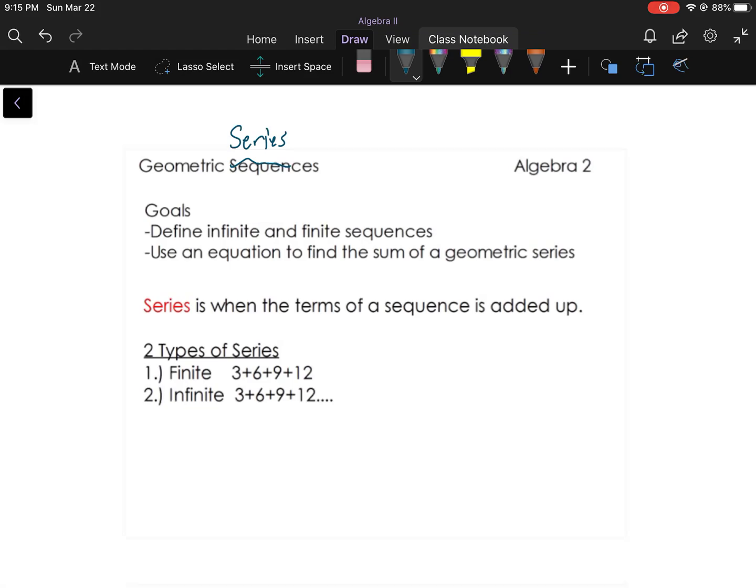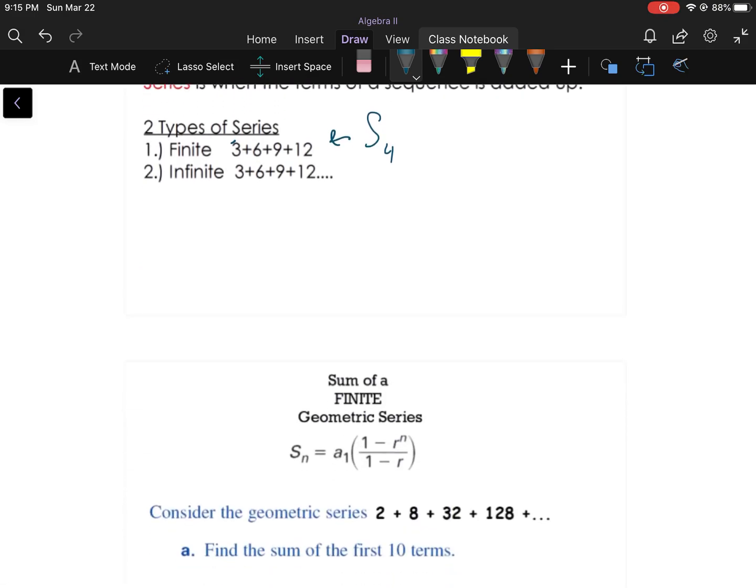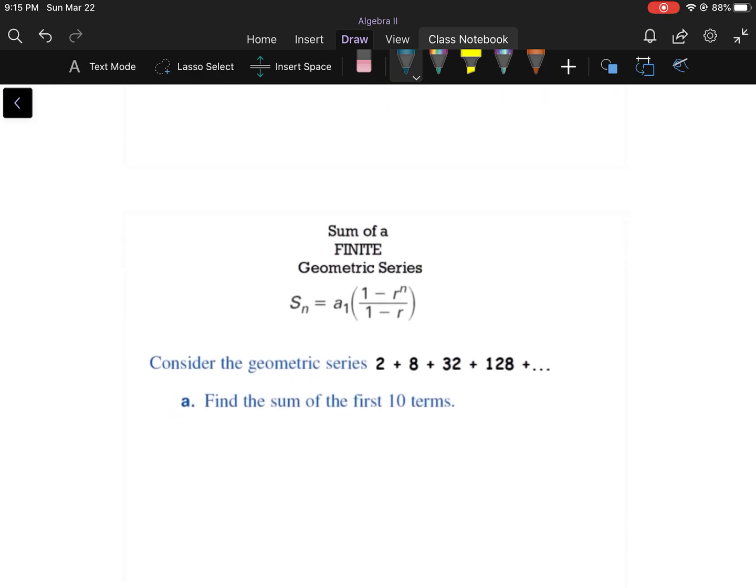Again, there is a finite and there's an infinite. Finite would be 3 plus 6 plus 9 plus 12. So the first 4 terms, add them all up. So that would be something like S with little 4. So add up the first 4. Infinite, that's just dot, dot, dot. It kind of keeps on going forever. Don't know if we'll really focus a lot on infinite. You might see them in the future somewhere else. But for us, we're more worried about the finite series that's geometric.